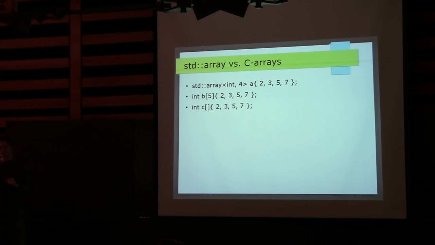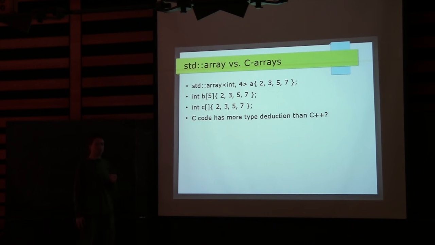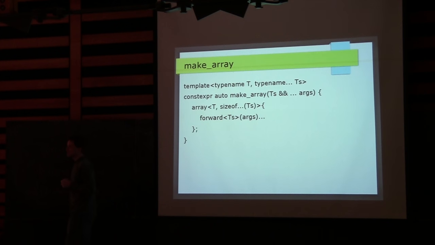But in C you can do this. And in C++ if you use a C array. So here, C code has more type deduction than C++. That doesn't seem right to me. And the solution is a function template, make array. And it looks something like this.